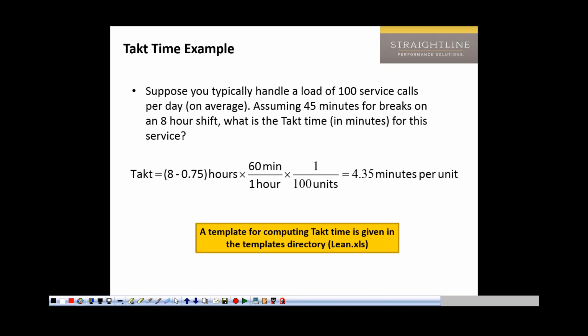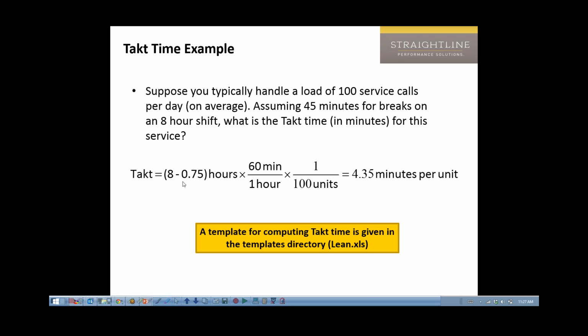Okay, hopefully that did. Now let's go over the specific thing. If you're doing it in more detail, like if you're measuring the capacity of a service group, you'll want to subtract out break time and other things like that. So let's take a look at this example. Suppose you're running a call center or a service center where you have 100 service calls per day, and we're going to assume that it takes 45 minutes for breaks on an 8-hour shift. What's the takt time for this?